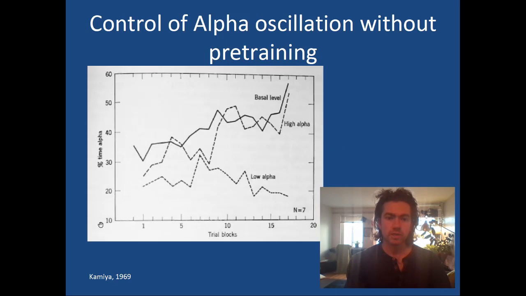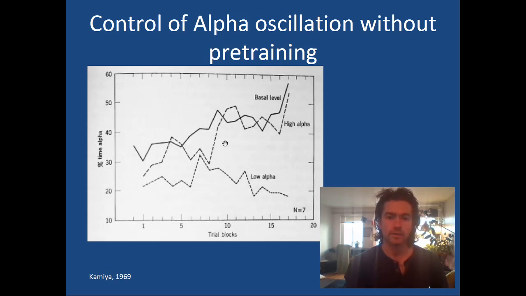So this is just looking at a similar situation. Now we're looking at percent time in alpha. So before we were looking at time in non-alpha, now we're looking at time in alpha. And here participants were in alternating blocks. So for 3 minutes they were asked to increase their alpha, 3 minutes they were told to just sit and chill, 3 minutes they were told to decrease their alpha, 3 minutes they were told to increase their alpha, and they just kind of alternated like that.